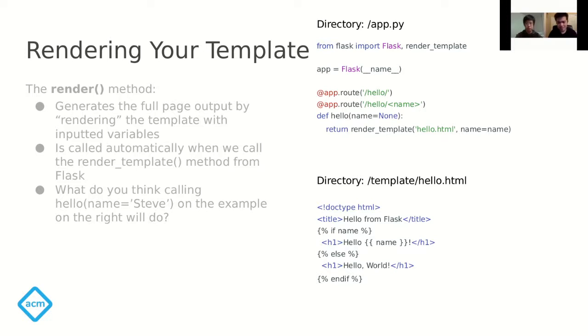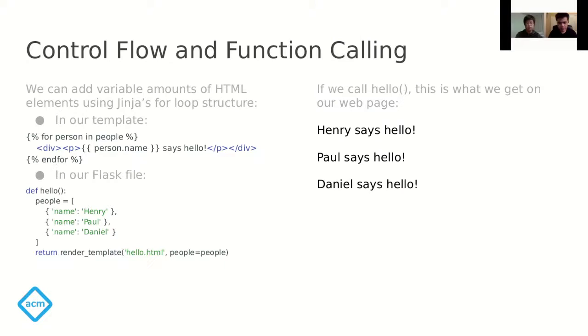If you insert the name Steve here, it will output this HTML file with the name here replaced by Steve. Let's move on to the next slide. Next we have control flow and function calling in Flask, rendered using Jinja.